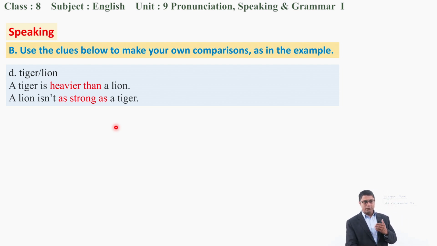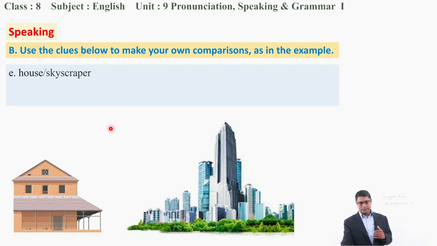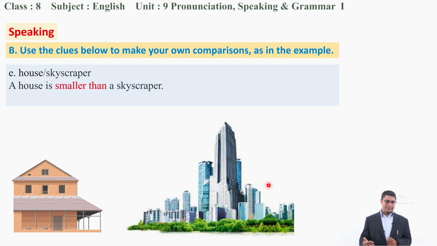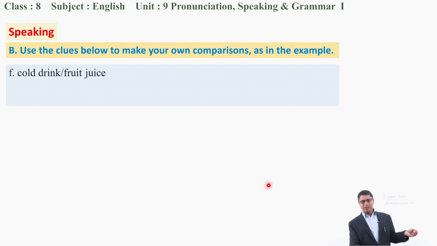Now let's move on to the next. House and skyscraper. Look at this picture. It's a house. And look at this picture. It's a skyscraper. So can you compare them? Can you make a comparison? You mean a house is smaller than a skyscraper? And what next then? Using as, a house is not as tall as a skyscraper. That's fine. Now, cold drink and fruit juice.